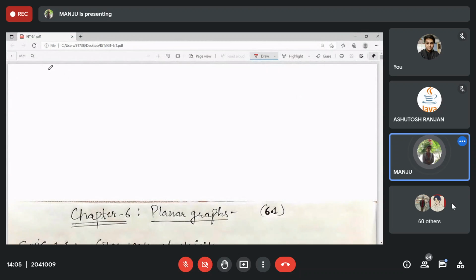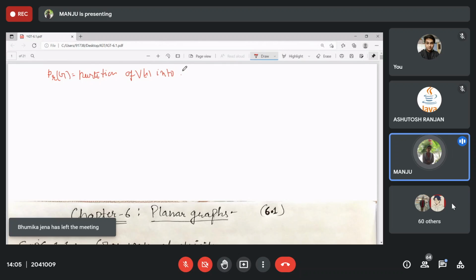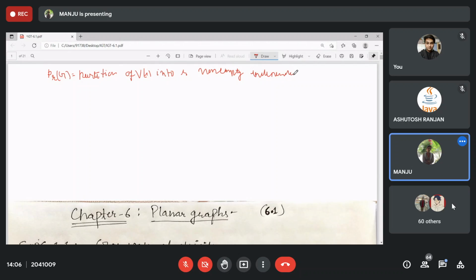That means if P_R is the partition, P_R of G, this represents what? Partition of V(G) into R non-empty independent sets, right?